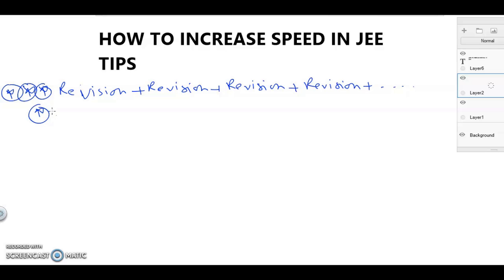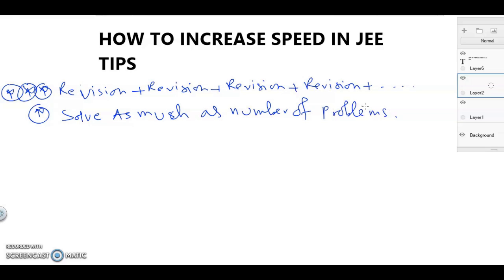The second key point is to solve as many problems as possible. Here the main thing is using a timer. Give exams: if you are at home, use a stopwatch or alarm watch. The most important sub point here is using a timer.